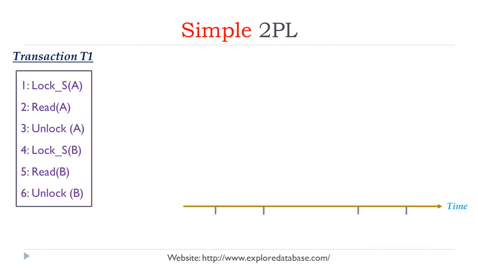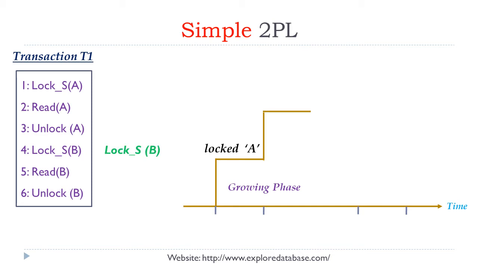Let us discuss simple 2PL with an example. Here we have a transaction T1, which is a read-only transaction. At the start of the transaction, we are in a growing phase where we request new locks as per the 2PL protocol. Here we need shared locks on data items A and B. As per the lock request, the lock may be granted by the lock manager. Then we lock A. Likewise, we request a lock on B. If both the locks are granted, then we are said to have reached the lock point.